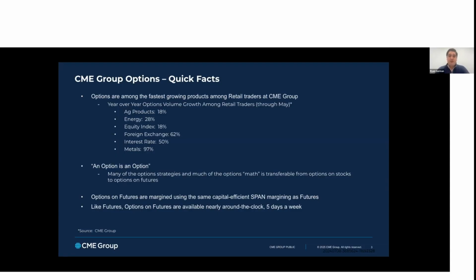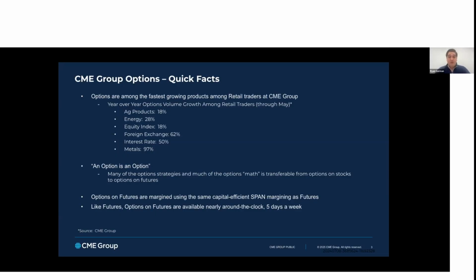Options on futures are margined in the same capital efficient SPAN margin that the futures contracts have. So that capital efficiency that we've spoken about in previous webinars, talking about the capital efficiencies of using futures over equities, is transferable as well. And you're going to get that with the options on futures.